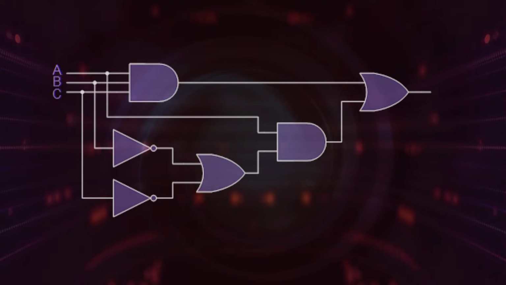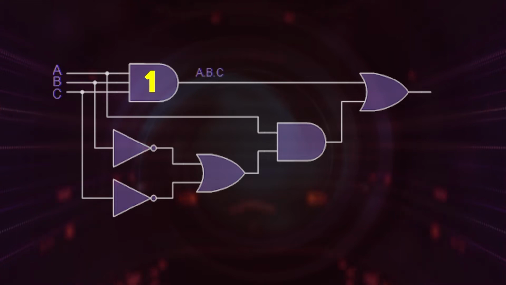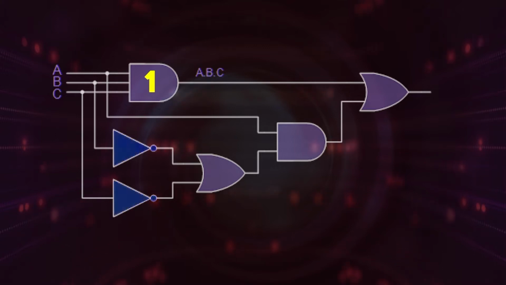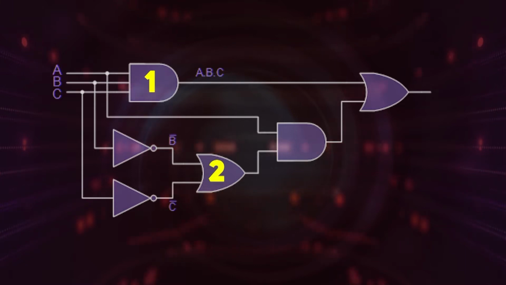All three inputs are fed into the first AND gate and it produces the output A dot B dot C, or we can call ABC. Then the inputs B and C are complemented using inverter gates and combined with the OR gate to perform logical OR operation to get the result as B complement plus C complement.